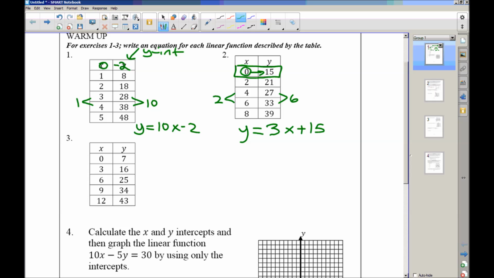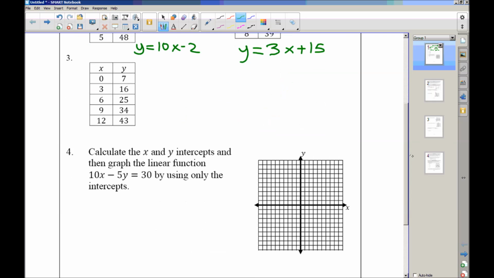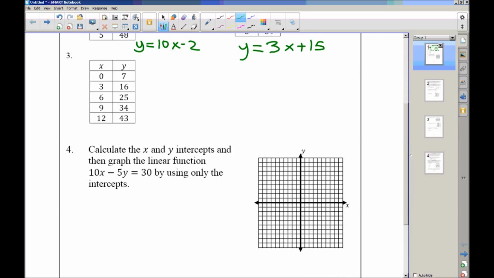Number 3, we have our starting place on the table already given to us. What's the value of y when x is 0? That's going to be 7. So there's our starter, or our y-intercept. And the changer here, let's use these two. This is going up by 9 and up by 3 on this side. So it's going to be y equals 3x plus 7, since 9 divided by 3 makes 3.